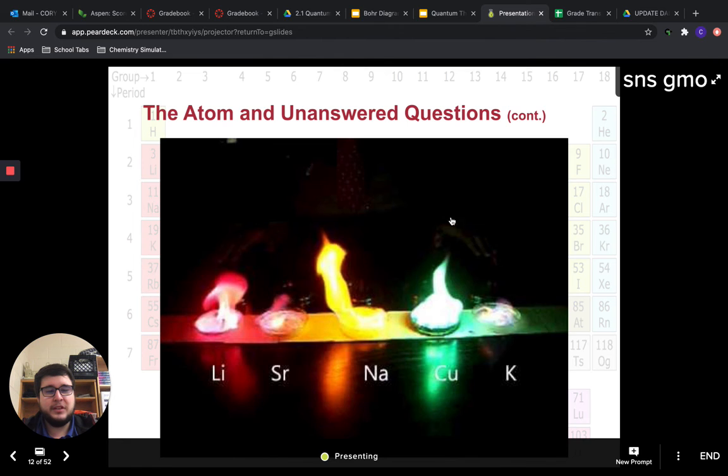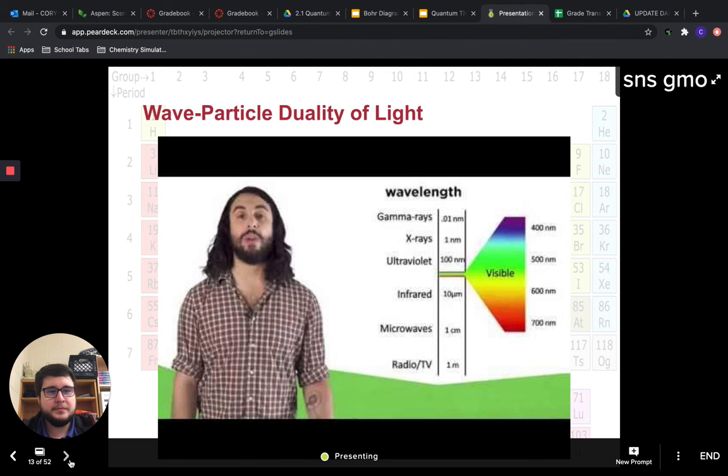Here's a cool little video of that in action. You can see this guy's got different salts. He's got lithium chloride, strontium chloride, sodium chloride, copper chloride, and potassium chloride. And he's going to take a flame and light them all on fire, and you can see the different colors that they emit. He explains why that happens in this video. So take a second and watch this. Come back whenever you're finished.